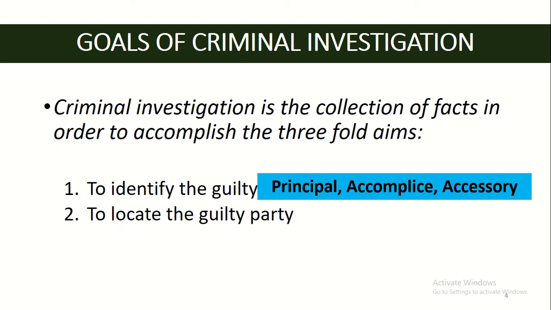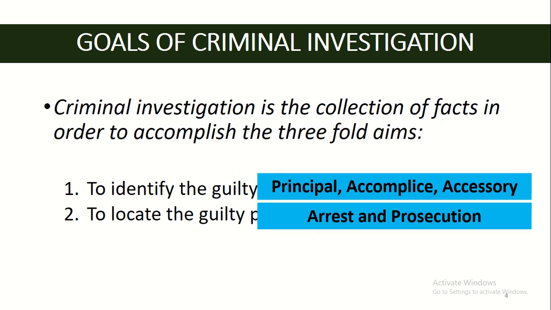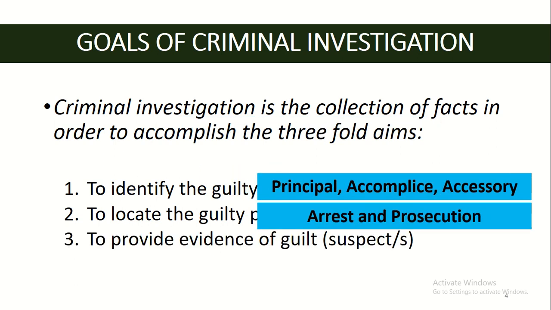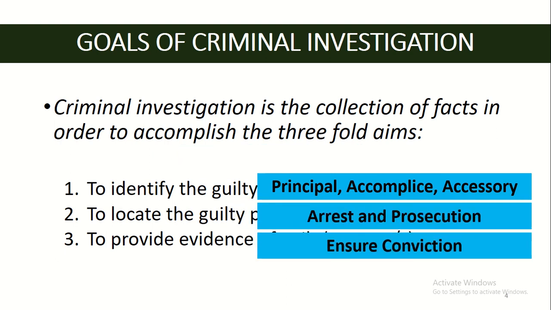Second, to locate the guilty party. Investigation aims to locate the guilty party for the purpose of applying arrest and prosecution of the alleged suspect. Finally, to provide evidence of guilt of the suspect. It is because investigation aims to ensure conviction during the prosecution.